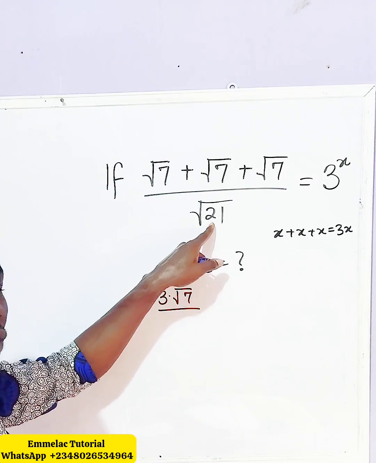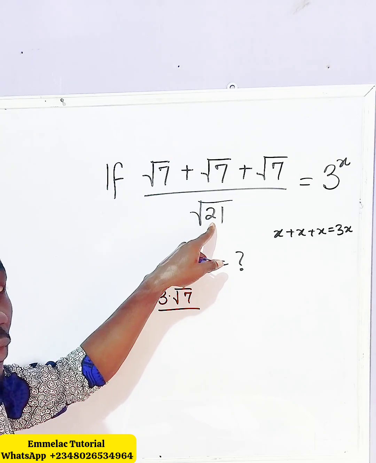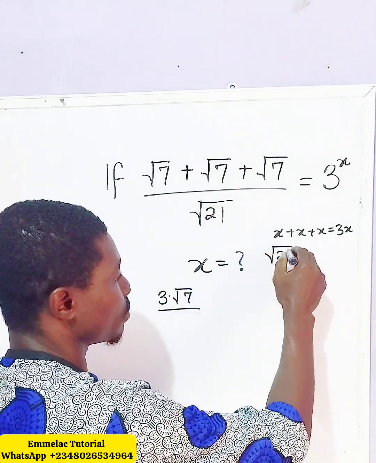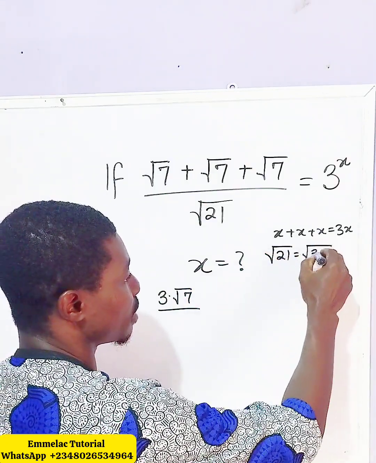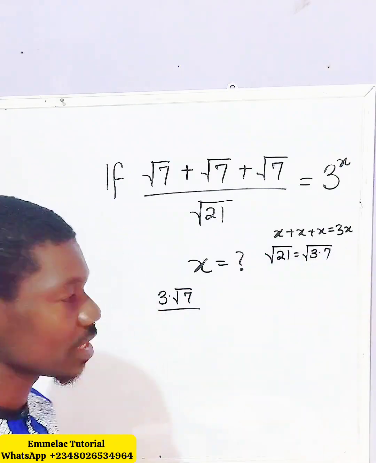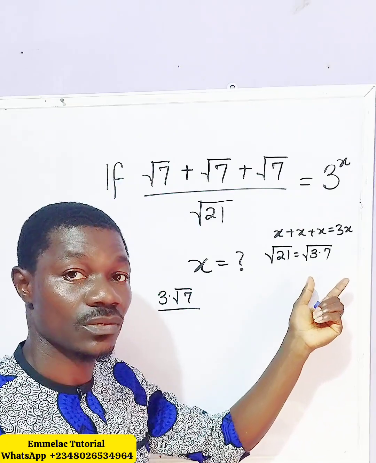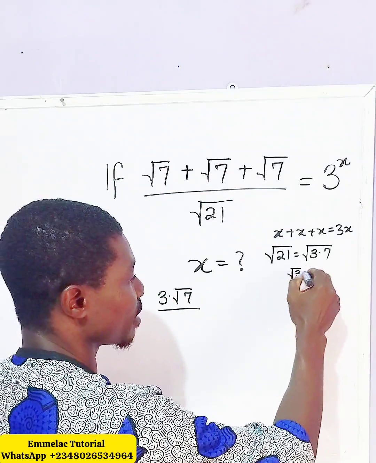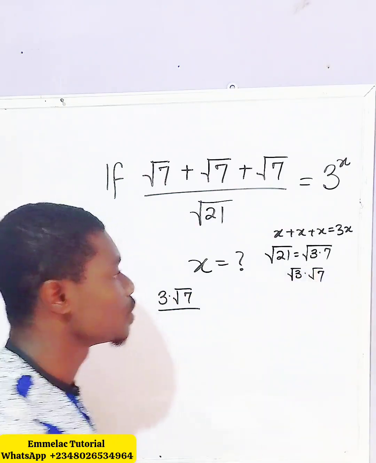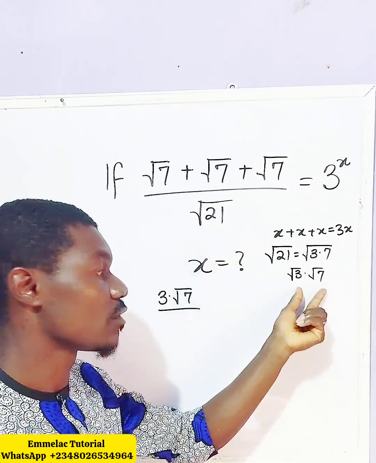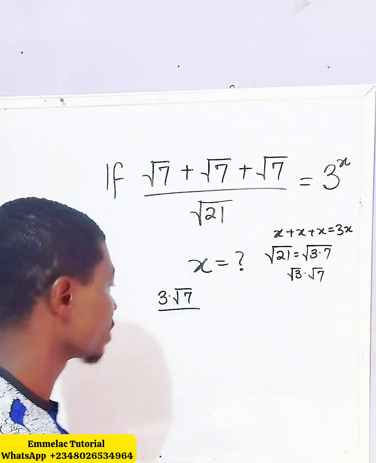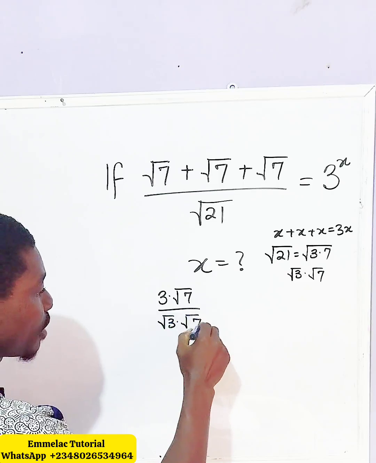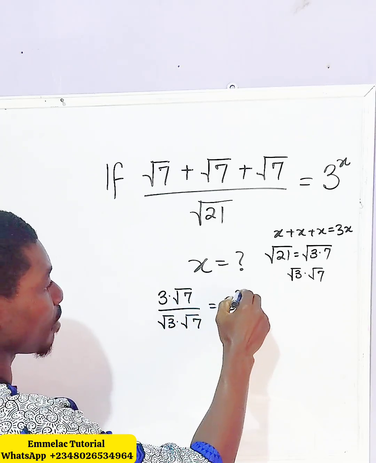Now this 21 here can also be simplified, like this can be 3 times 7, okay? And according to the rule of surds, this also can be written as the square root of 3 times the square root of what? 7. So let us replace the square root of 21 with the product of these two. So here we have the square root of 3 times the square root of what? 7, all equals what? 3 raised to the power of what?